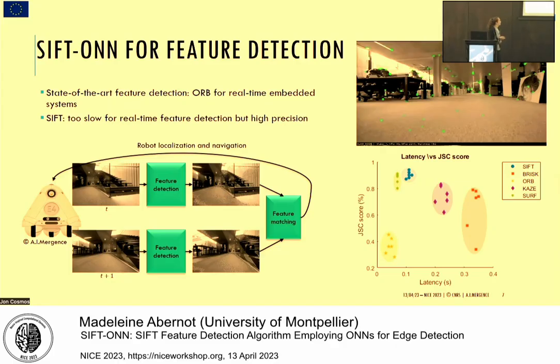We looked at this problem, and it turns out the state of the art for robotic applications is ORB feature detection, because it's really fast. But there are other algorithms like SIFT, BRISK, or others that are better in precision, but slower. And so they are not used for embedded systems because they are too slow. So we wanted to see, can we use ONN in one of these to maybe speed up the process?